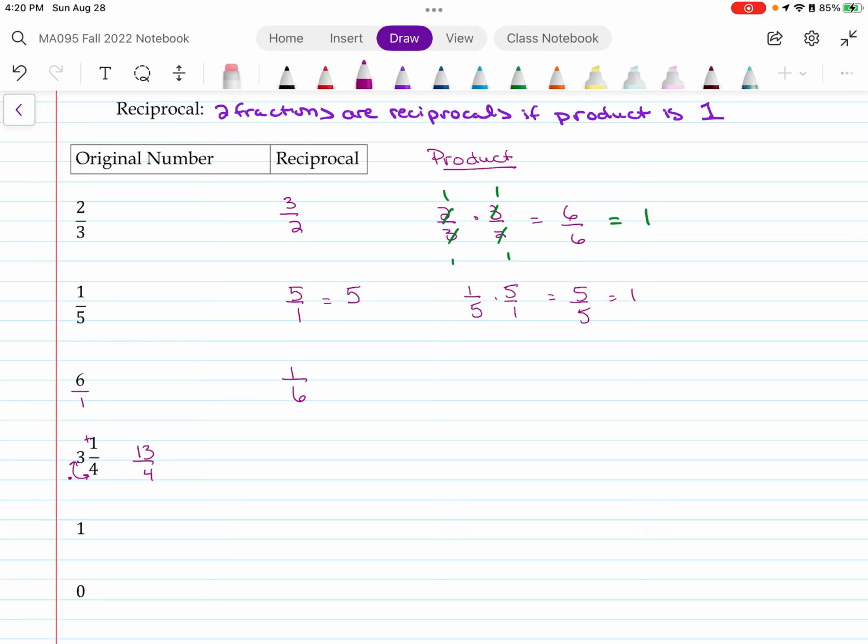Okay, so what is the reciprocal of 13/4? That is going to be 4/13. And again, multiply them together, and everything cancels out, and you get 1.